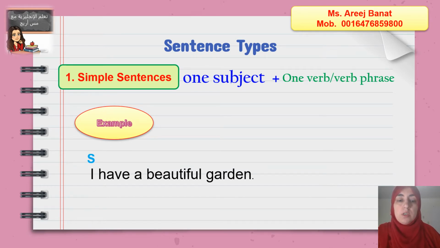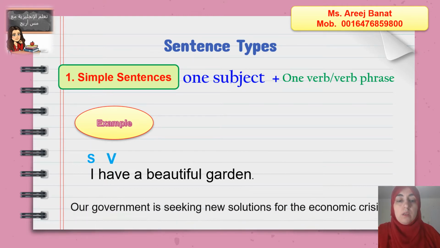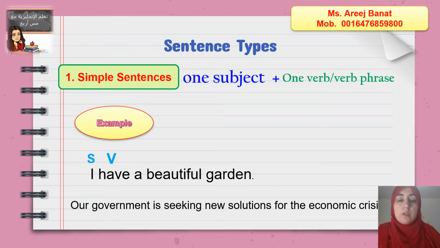I is a subject, then we have "have", which is the verb, and then another example here, our government is seeking new solutions for the economic crisis. Now, believe it or not, this is also a simple sentence. We have subject, is seeking. This is a verb phrase because it has actually two verbs, is and seeking.